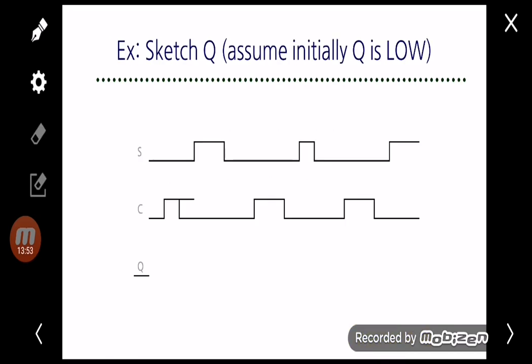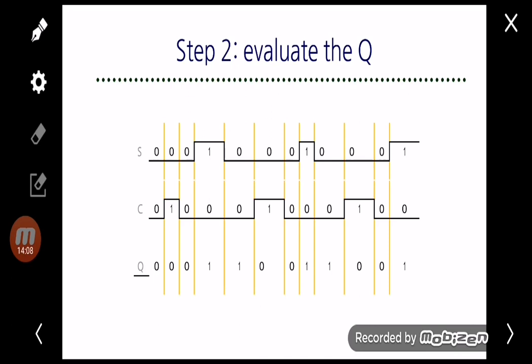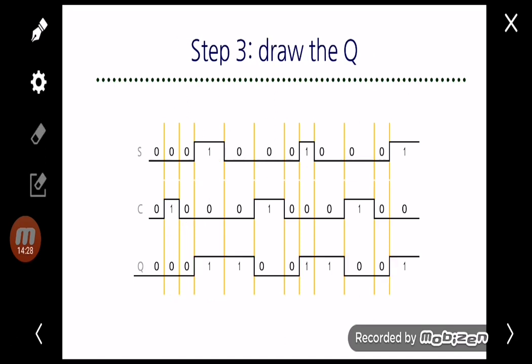So the same example and the same steps. Firstly, you need to draw the vertical line at every input transition. Assume the initial Q is 0. Write down the values for each of S and C, and then you need to evaluate the Q based on the truth table of the NOR latch. So for example, here 0 1 will get clear, 0 0 is hold, 1 0 is 1, and so on. And then you need to draw the waveform. You will get the waveform like this.